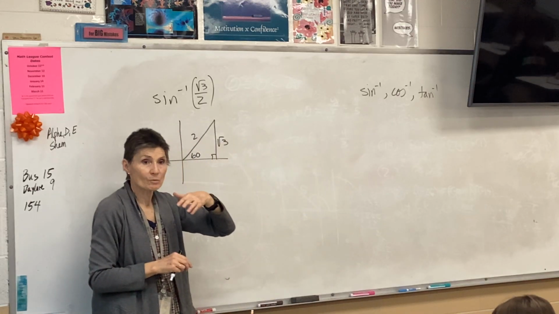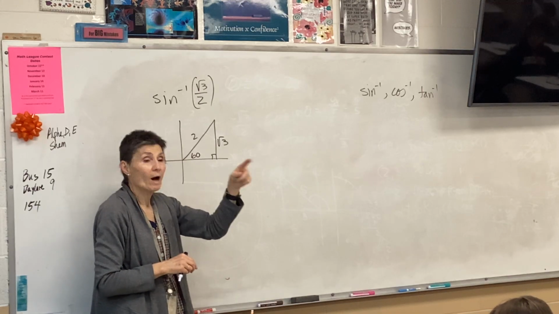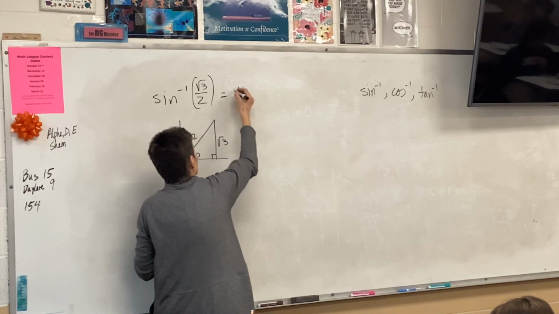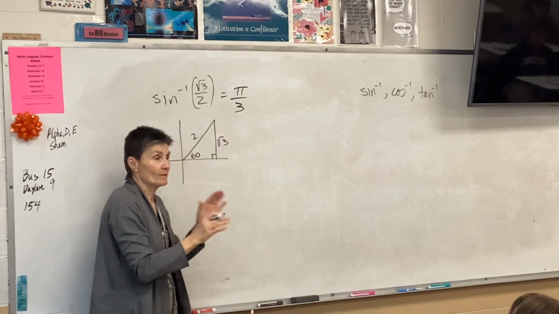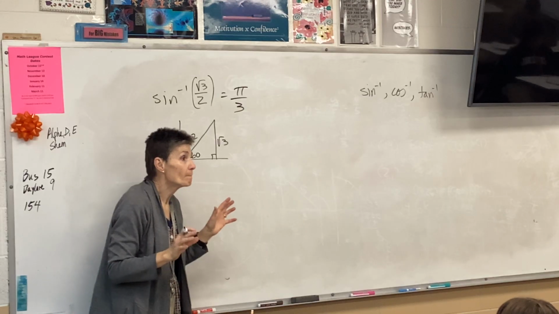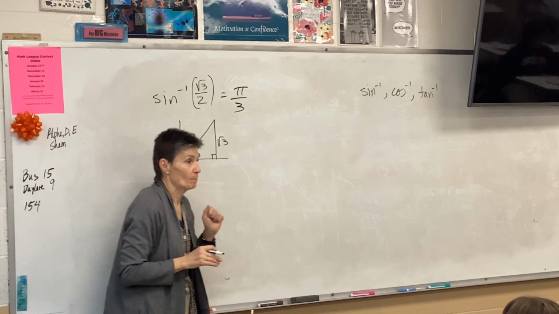But we're to answer in radians. So 60 is what fraction of 180? It's pi over 3. And the problem is over. That's all there is to it. That is all there is to it. It's just like a regular problem. Now, here comes the different part.